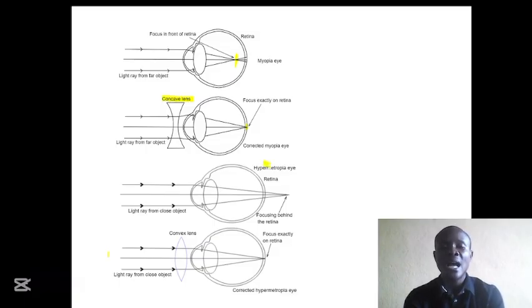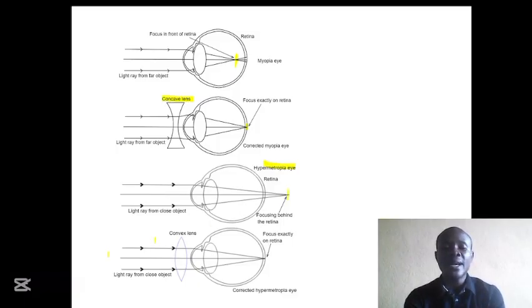And we have hyperopia. In hyperopia, the person can see an object that is far away but cannot see objects that are closer. Hyperopia is caused by the eyeball being too short or the lens being too flat, although it is not shown on this slide. In this case, the object is formed behind the retina.